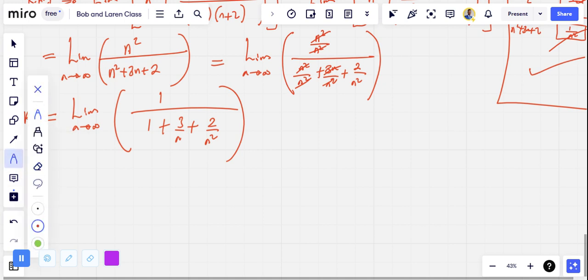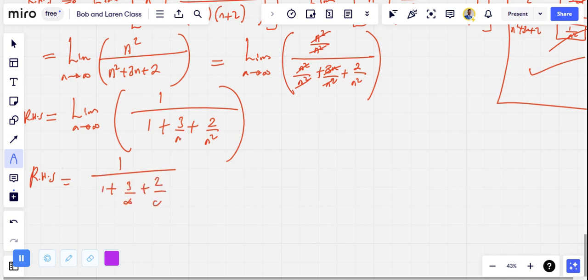So still on the right hand side, when I set n equal to infinity, that means whenever I see n, I put infinity. So 1 over infinity, 3 over infinity, 2 over infinity squared. We believe that any value that you divide by infinity, the result must give us 0.